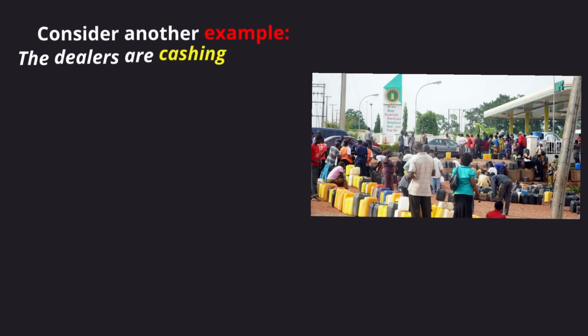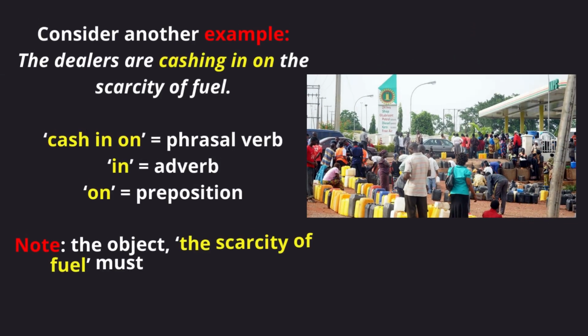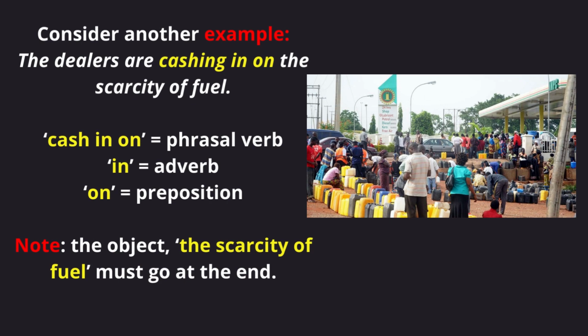Now consider this other example. The dealers are cashing in on the scarcity of fuel. Now cash in on is a phrasal verb. In is an adverb, whereas on is a preposition. So this is an example of a phrasal verb that has two particles. Okay, but what I want you to note is that the object, which of course is the scarcity of fuel, came at the end.